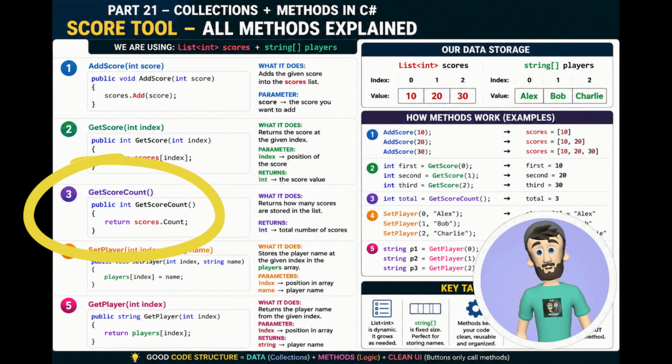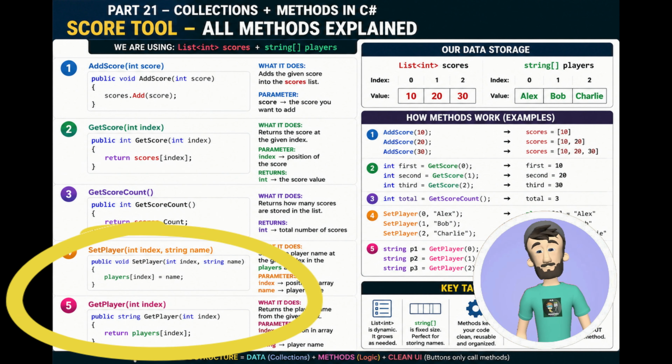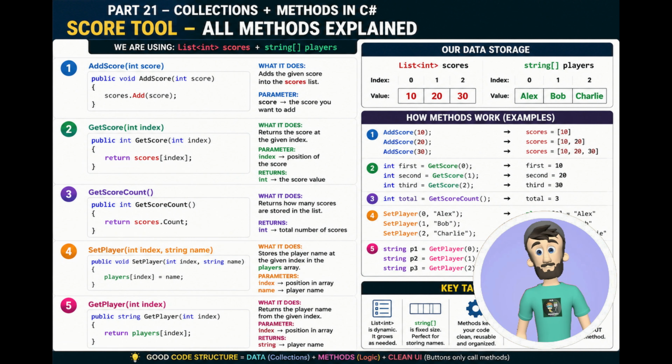And finally we have SetPlayer and GetPlayer. One stores data into the array. The other returns data back out. And now our whole application becomes clean, organized, and reusable. But here is the most important lesson. Notice how the buttons barely do anything? That is good. Professional buttons should only trigger actions. The real work belongs inside methods.